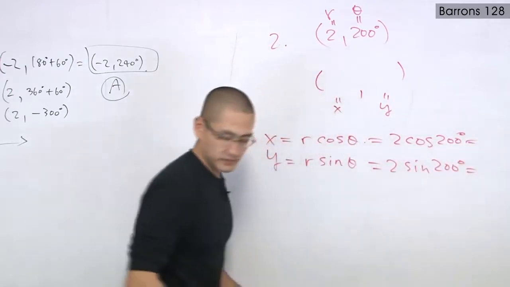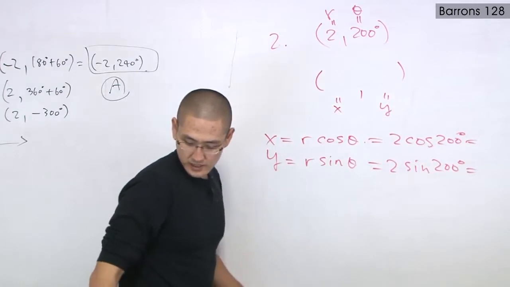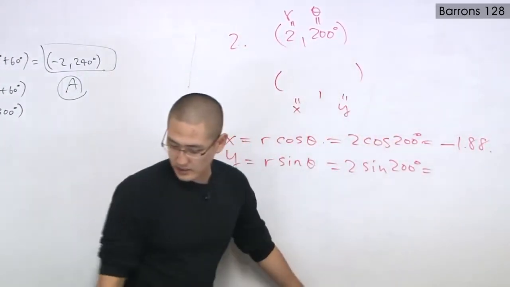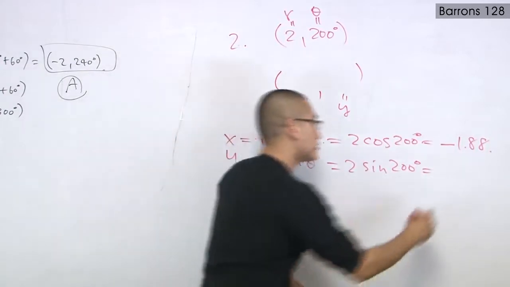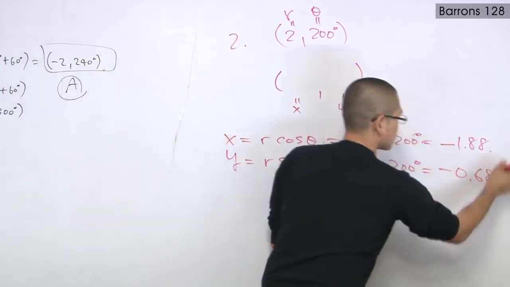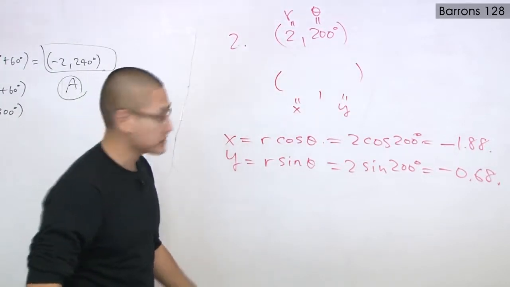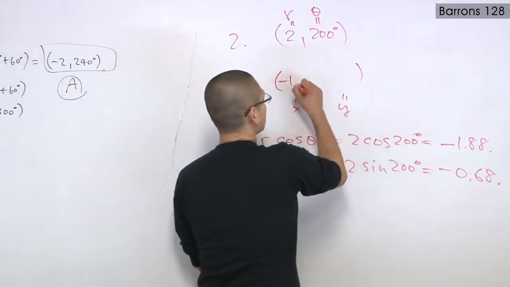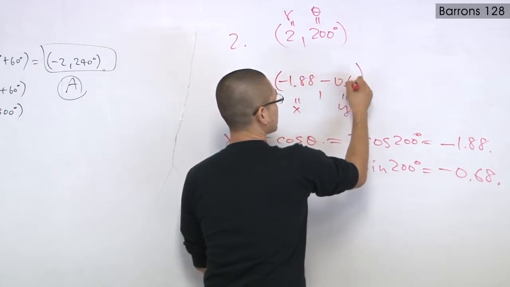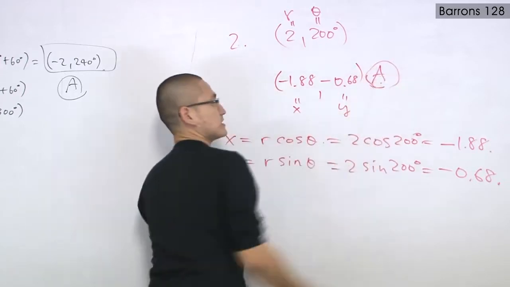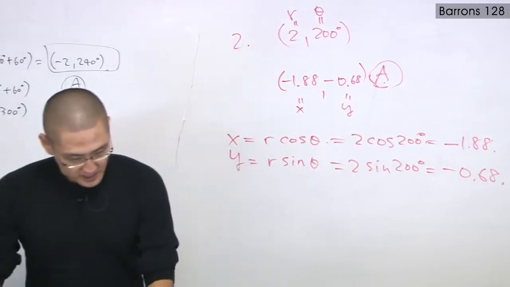So what do we get for cosine? We get everything together minus 1.88. And the other one, we get minus 0.68. So we end up with choice A. Good. Minus 1.88, minus 0.68. We get A choice. Good. That's it for that.